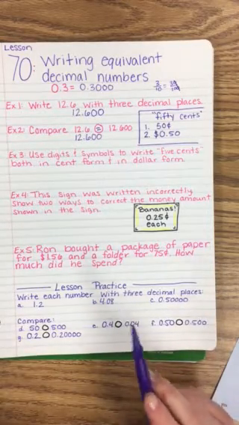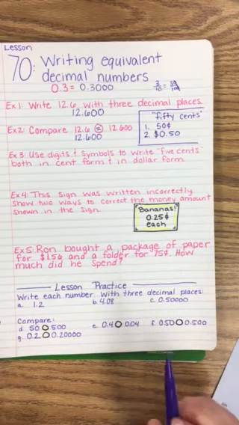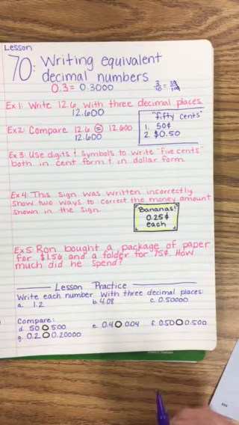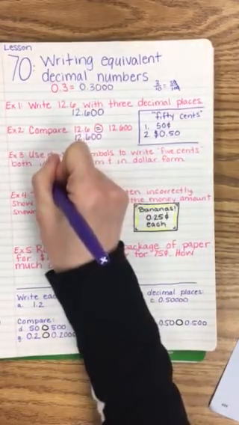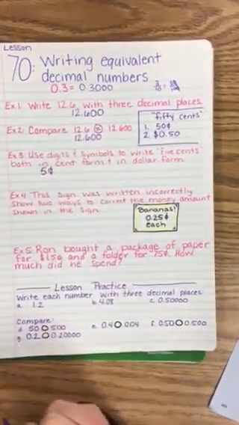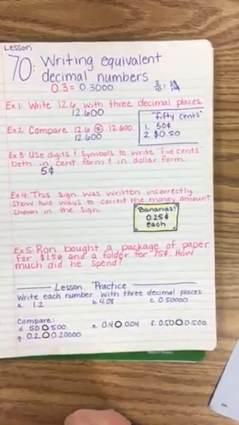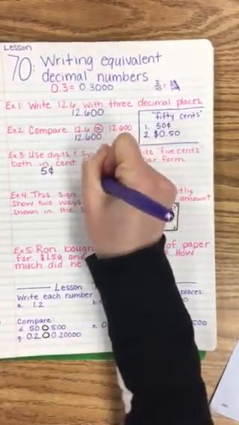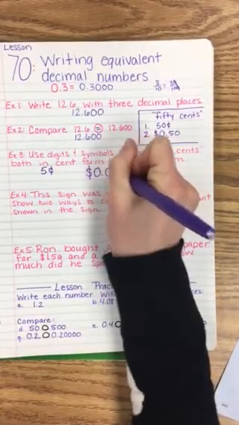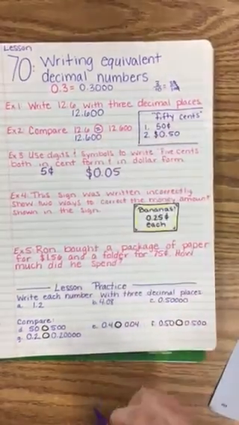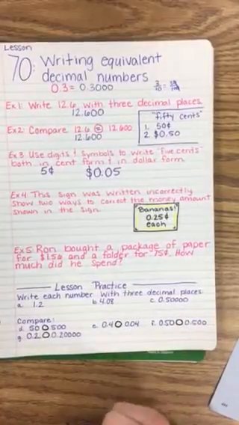Example 3, use digits and symbols to write 5 cents in both cent form and dollar form. So 5 cents is written 5 cents. And the dollar form is the dollar symbol, $0, 0 tens, and 5 cents.